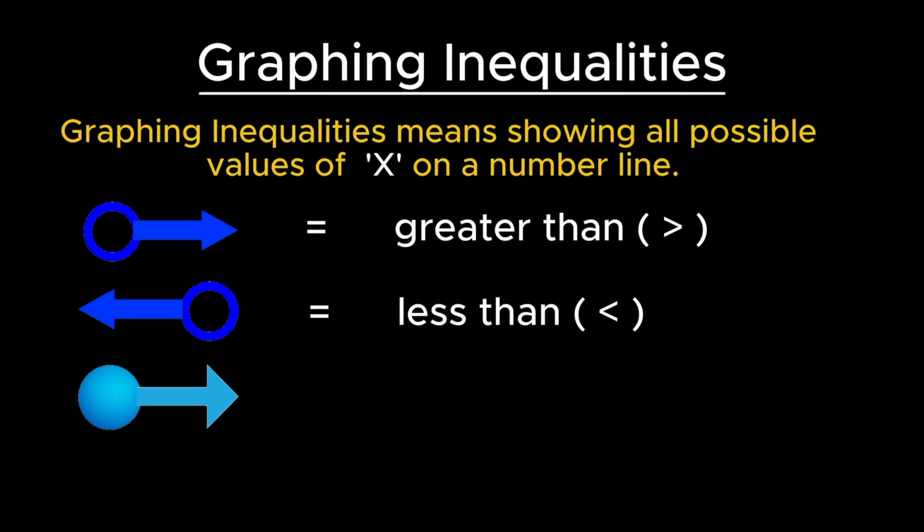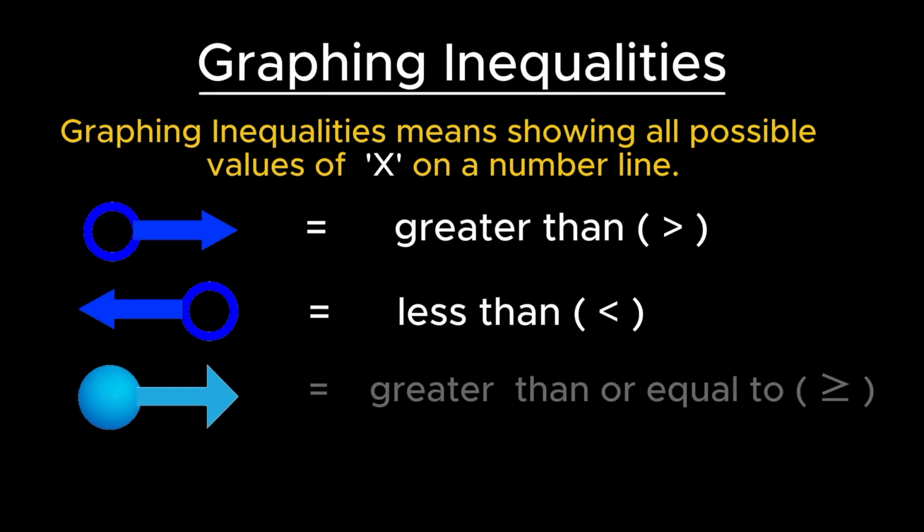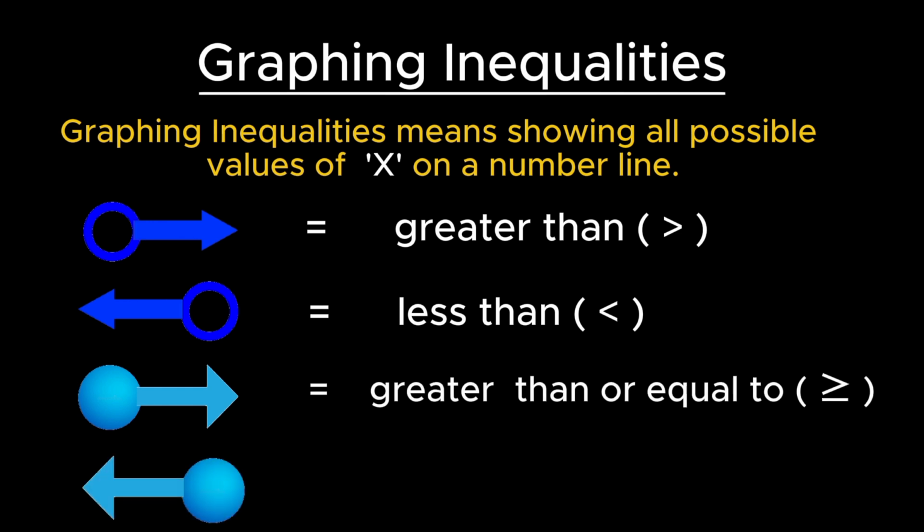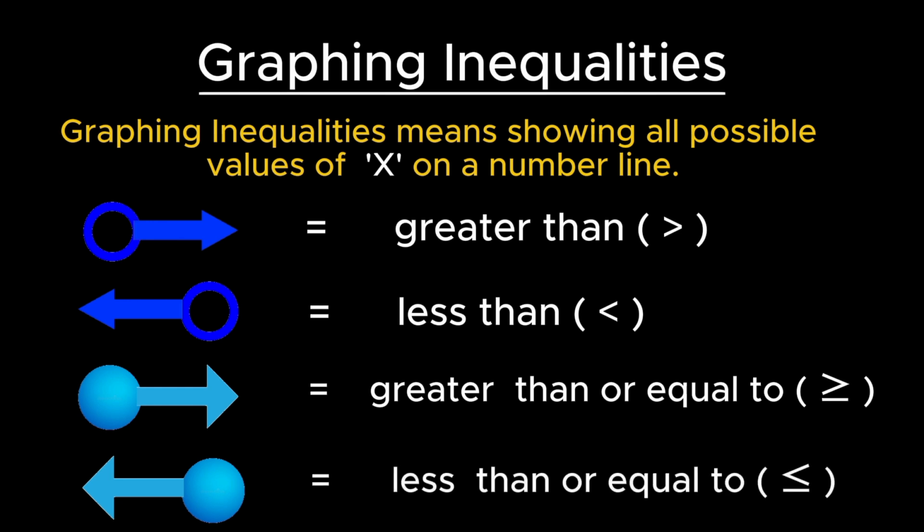A closed circle with an arrow pointing to the right represents x is greater than or equal to a number. A closed circle with an arrow pointing to the left represents x is less than or equal to a number. Once you understand these four patterns, you can graph most inequalities with confidence. Now let's see how these work on a number line.